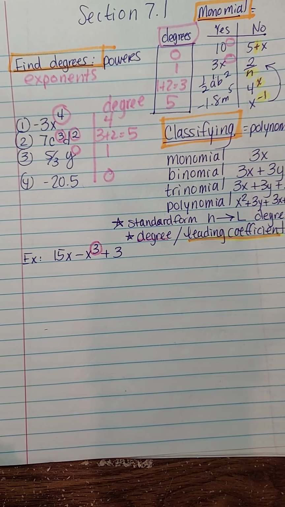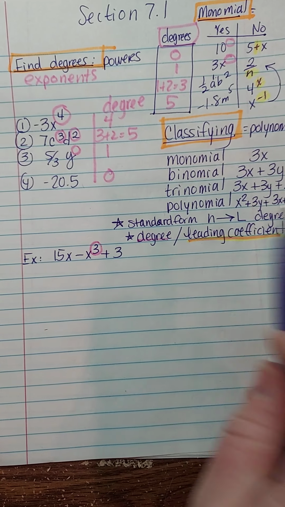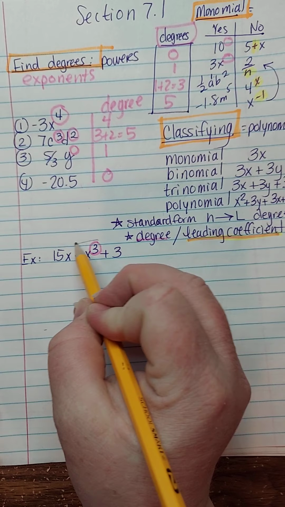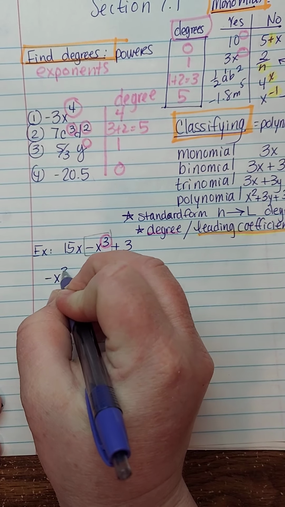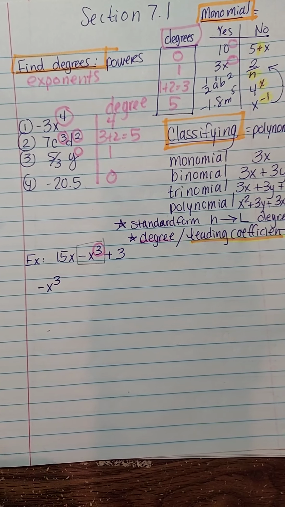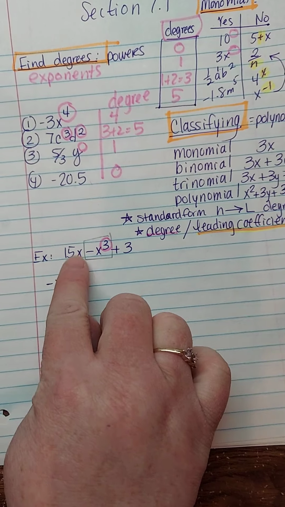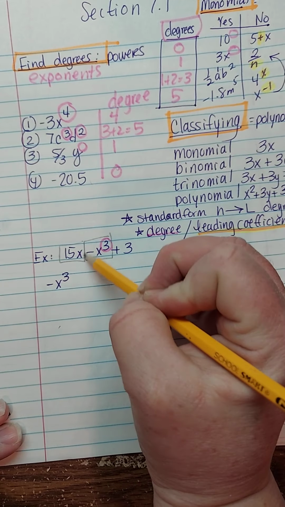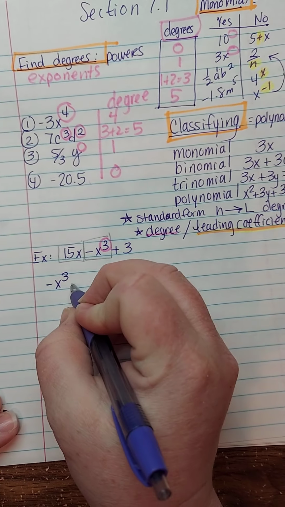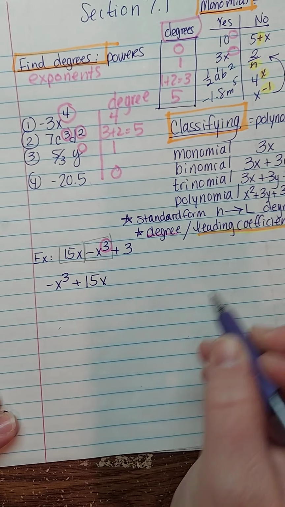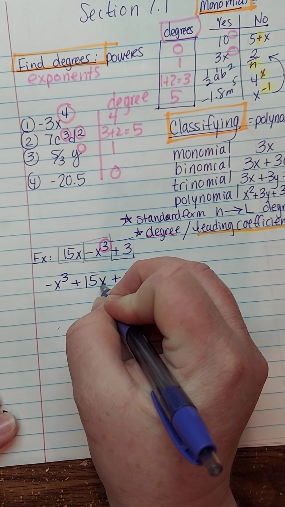Wow, that's my highest degree, isn't it? So I need you to take that whole piece, this whole thing, the negative with it, that's going to come to the front. Now, what's the next highest degree? You're right, it's the 15. Take this whole 15. Now, this is positive, right? So let's bring that down, plus 15x, and what am I left with? The plus 3, so put plus 3.